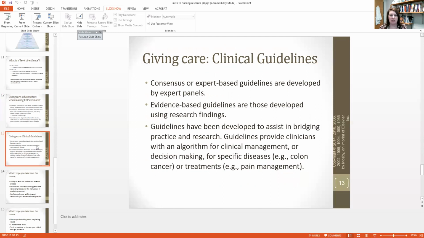We oftentimes use clinical guidelines. Those can be based on experts who are looking at research, that are developing these guidelines. Different areas of nursing have their own professional boards that may put out guidelines for critical care, guidelines for emergency care. So again, those guidelines that you follow in your specialty area are based on experts that are doing this research for you, oftentimes at the national level through your professional organizations.